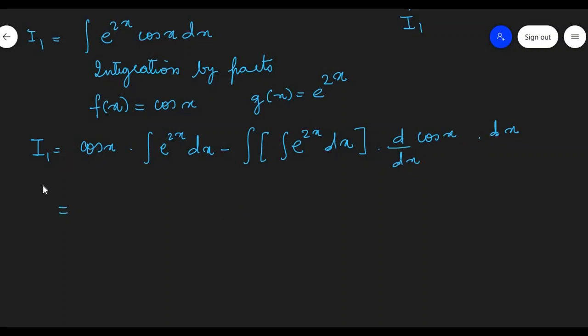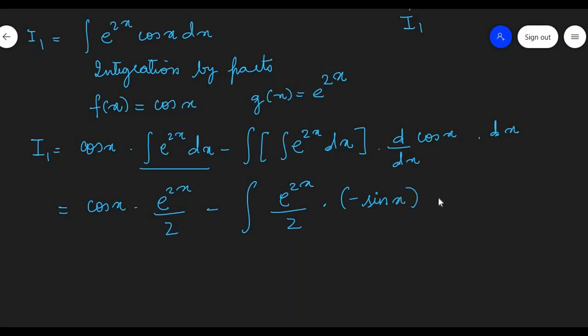So let's find out the next equation. I have already calculated the value of integration of e raised to 2x dx, and d by dx of cos x is minus sin x. So let's put these values here. So I'm going to get cos x into e raised to 2x upon 2 minus integration of e raised to 2x upon 2 into d by dx of cos x, which is minus sin x, and dx.